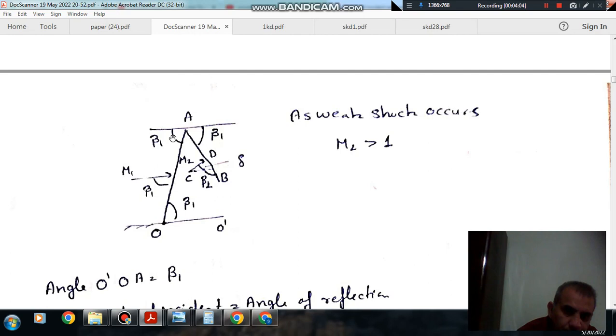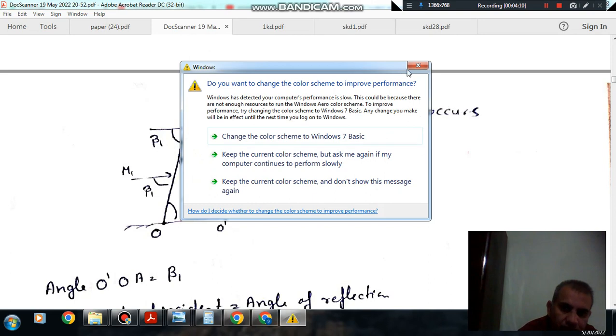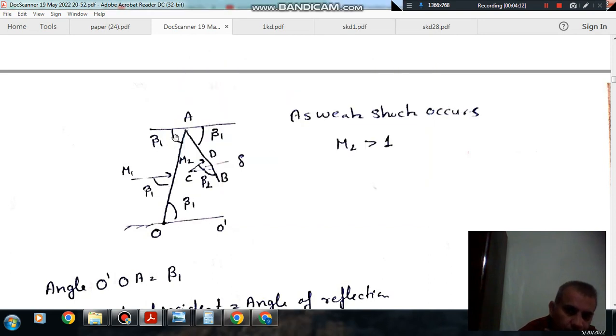This is also beta 1. This is beta 1, this is beta 1, this is beta 1. Now after the shock there is deflection of the velocity, and the Mach number M2 appears.